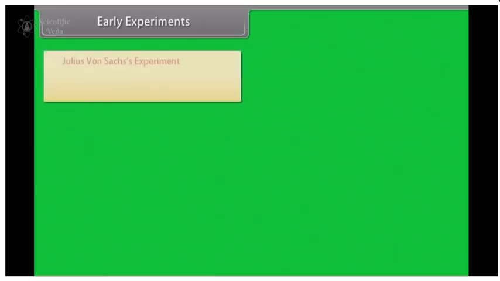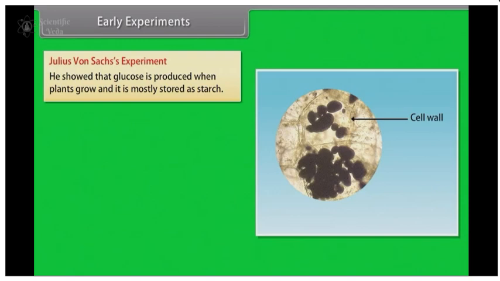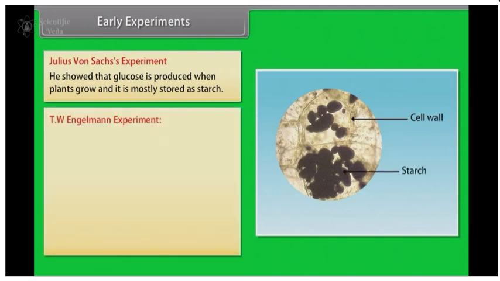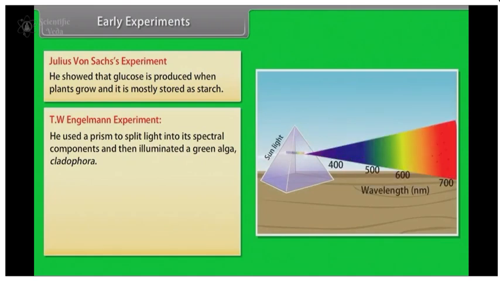Early experiments. Julius von Sachs' experiment. He showed that glucose is produced when plants grow and it is mostly stored as starch. T.W. Engelmann experiment. He used a prism to split light into its spectral components and then illuminated a green alga, Cladophora. The bacteria gathered in blue and red light of the split spectrum.